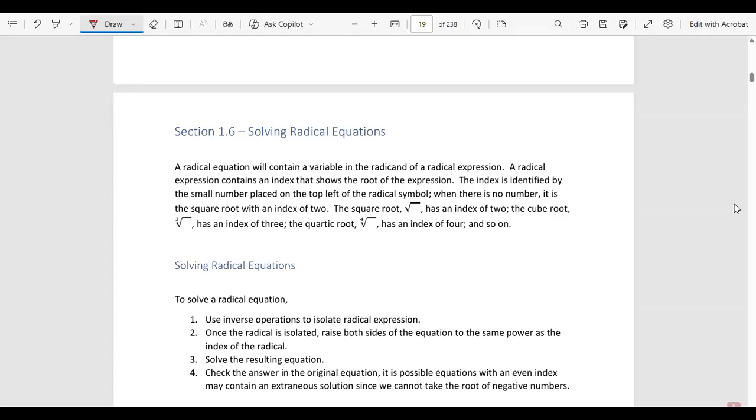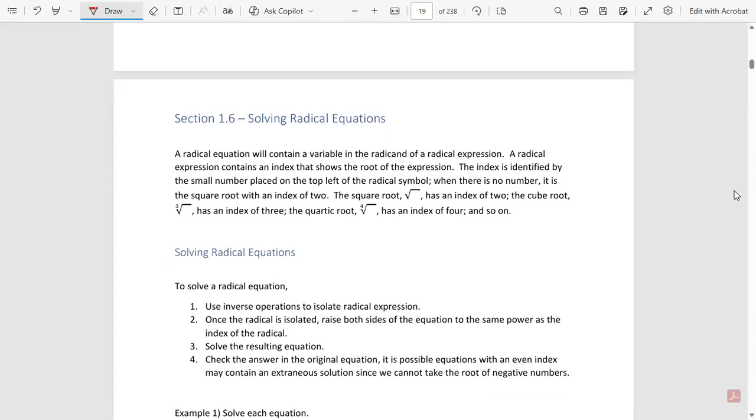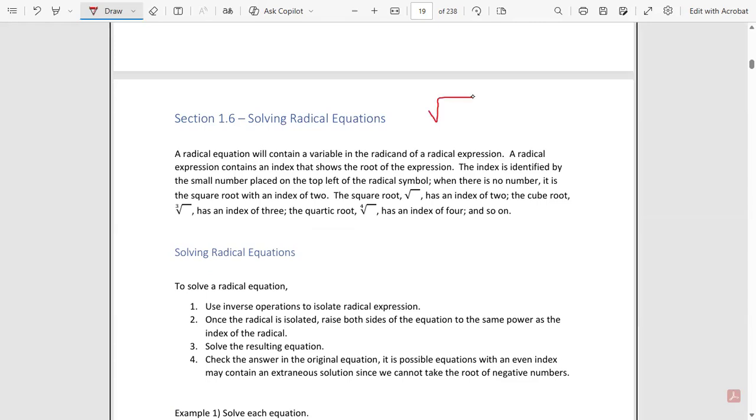Solving radical equations. Radical equations are equations in which the variable is under a radical, which is called a radicand. So this is the notation of the radical. And every radical has a number here, which is called the index.